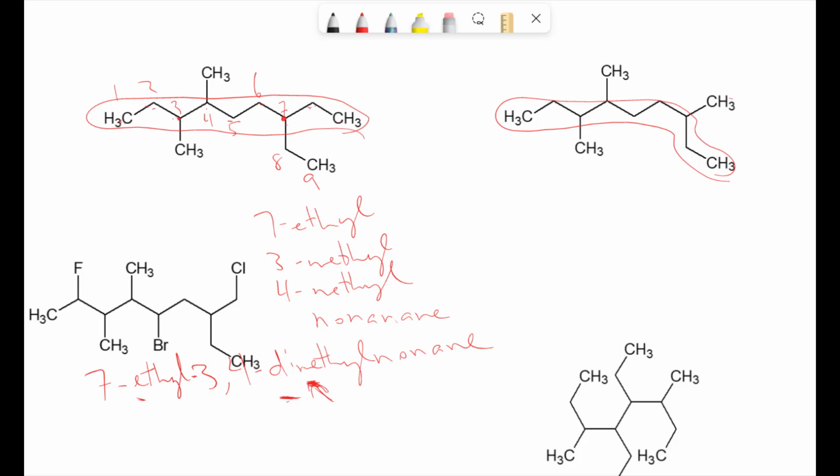Similarly, count from one side, 1, 2, 3. I have a methyl group, 1, 2, 3. I have a methyl group here. So the deciding factor is going to be this carbon. This is going to be the 1, 2, 3, 4, 5, 6, 7, 8, 9. And so in the 3 position is a methyl. In the 4 position is a methyl. And in the 7 position here is a methyl.